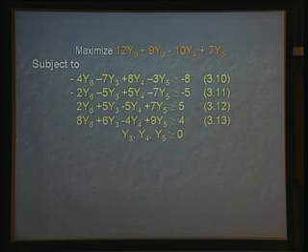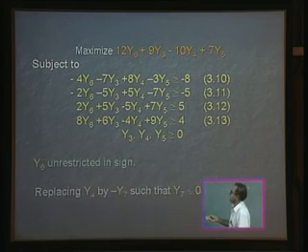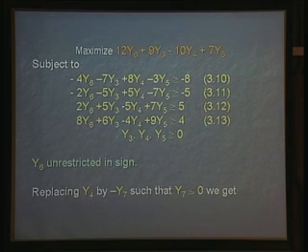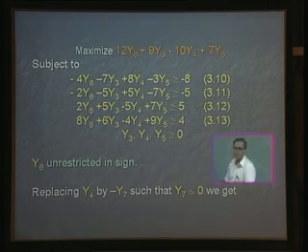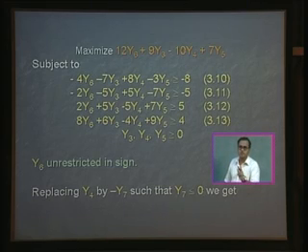So we do that and we get 12y6 plus 9y3 minus 10y4 plus 7y5 subject to these, and we have y3, y4, y5 greater than or equal to 0. y6 is unrestricted in sign because y6 has been defined as a difference of two variables. So we get one unrestricted variable.